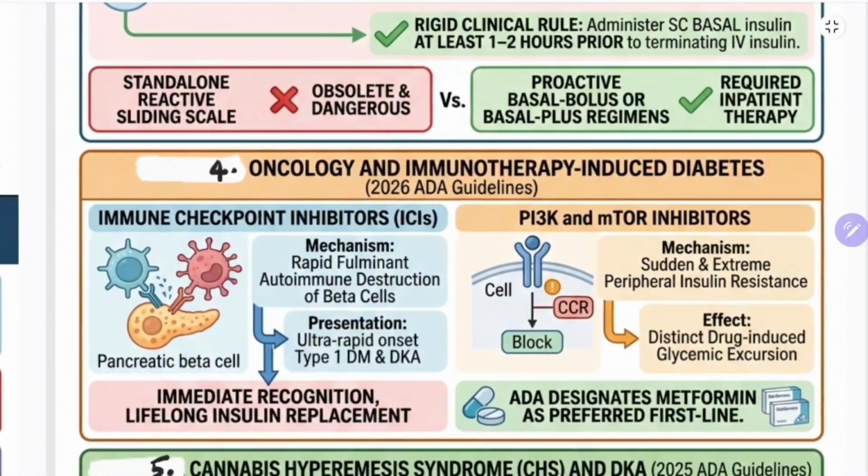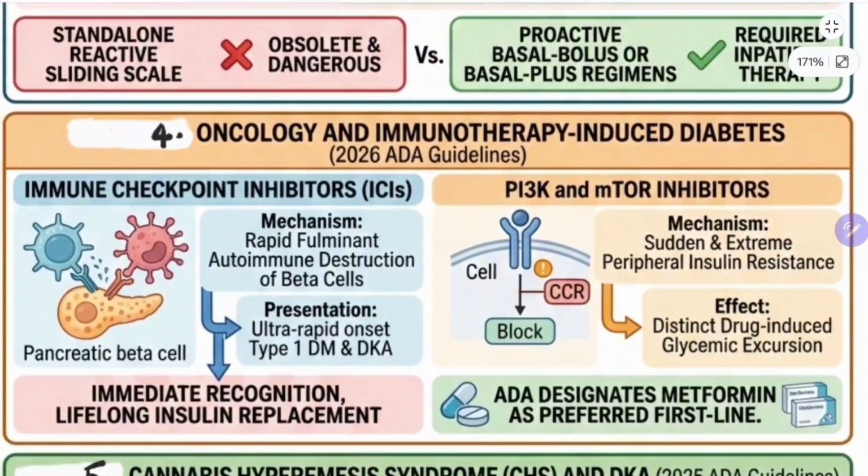Fourth is oncology and immunotherapy induced diabetes. Drugs which are used in immunotherapy include immune checkpoint inhibitors and PI3K and mTOR inhibitors. PI3K is a pathway where the cell accumulates and produces energy, that is glucose, for the differentiation of the cells. So some drugs used in oncology and immunotherapy are these two types of drugs, immune checkpoint inhibitors and PI3K inhibitors.